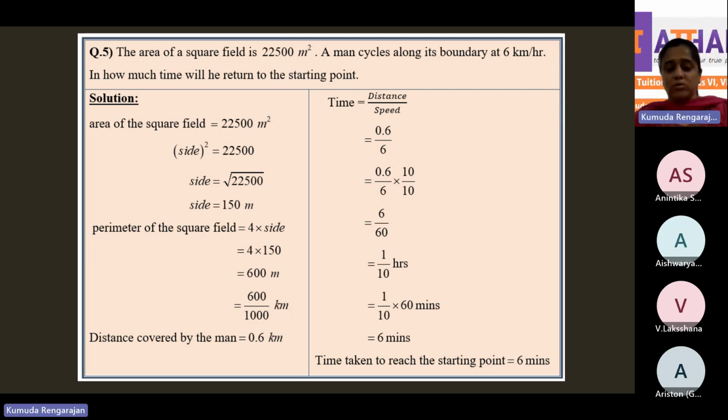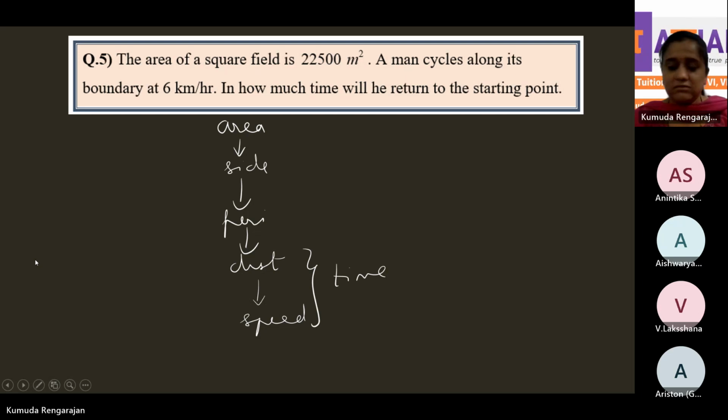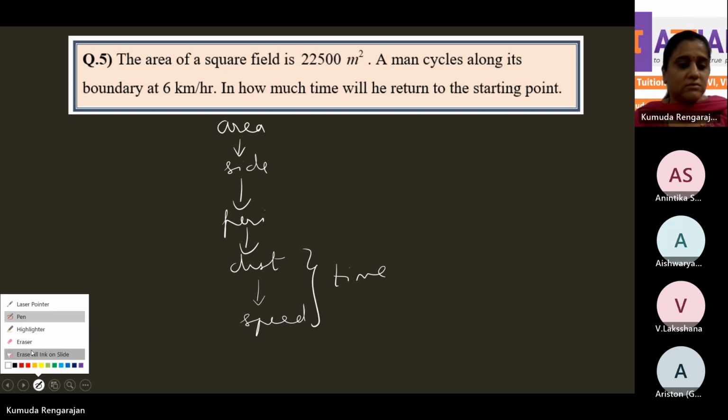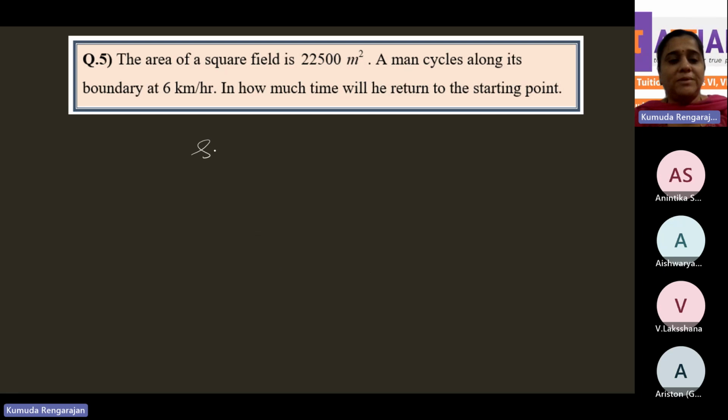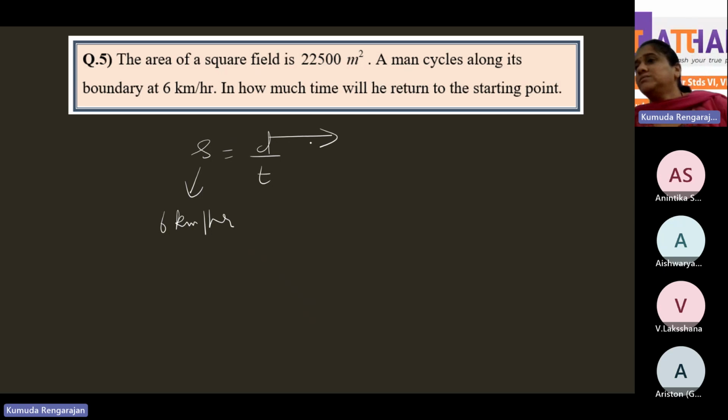Now, what is very important is when you use a formula and substitute. Now, this formula: speed is equal to distance by time. You can see that the speed is given to be 6 kilometers per hour. That means if you're substituting distance, Surya, okay, you finished it.